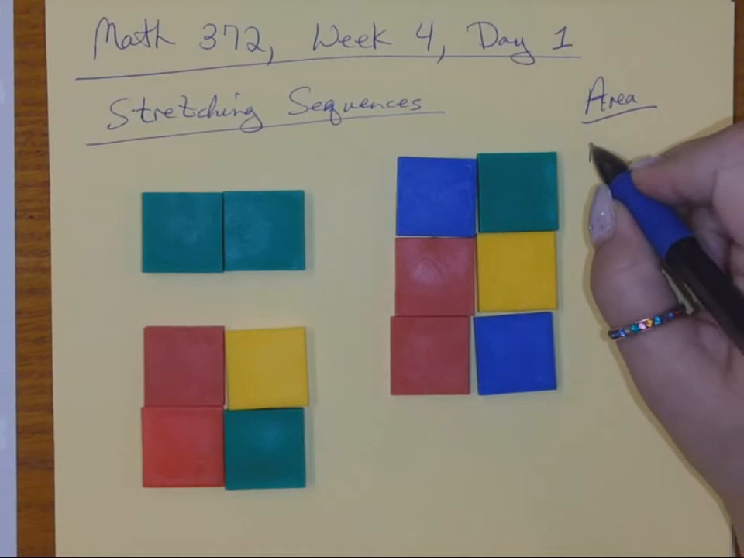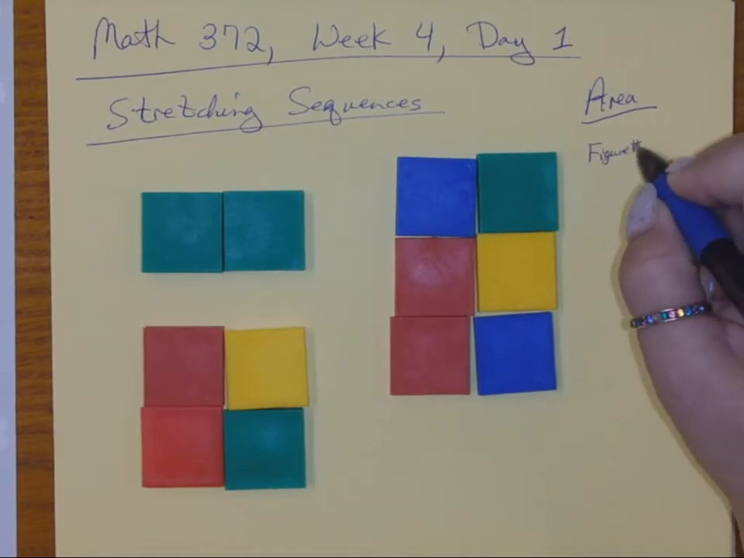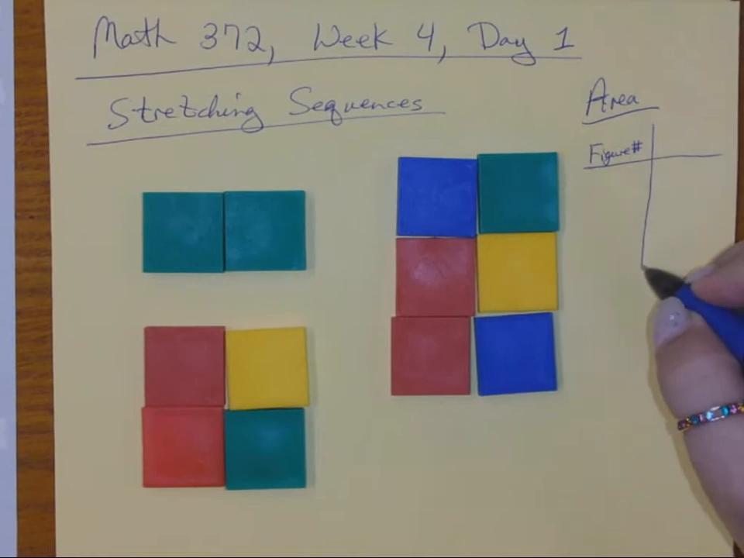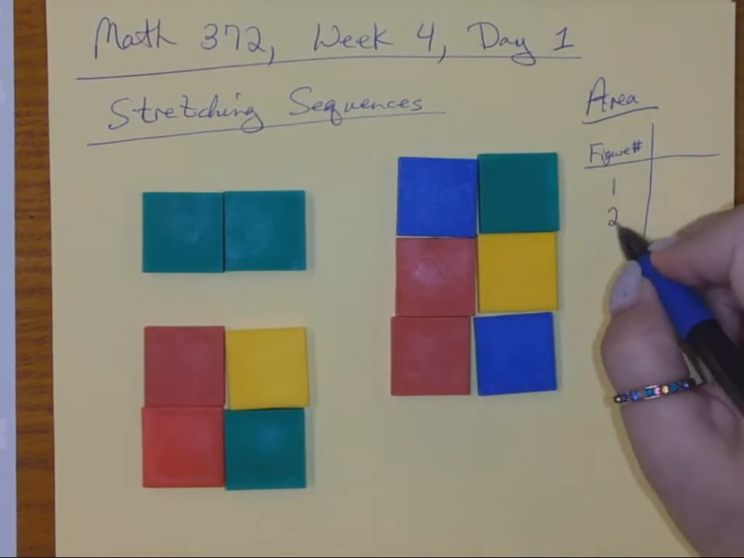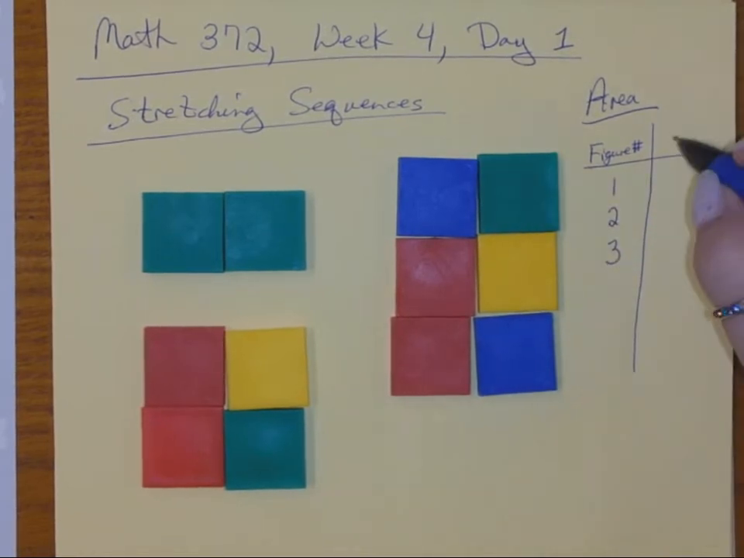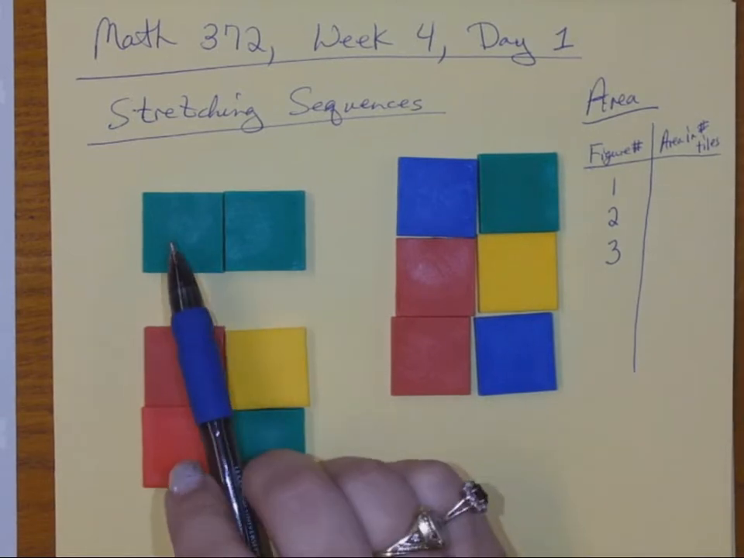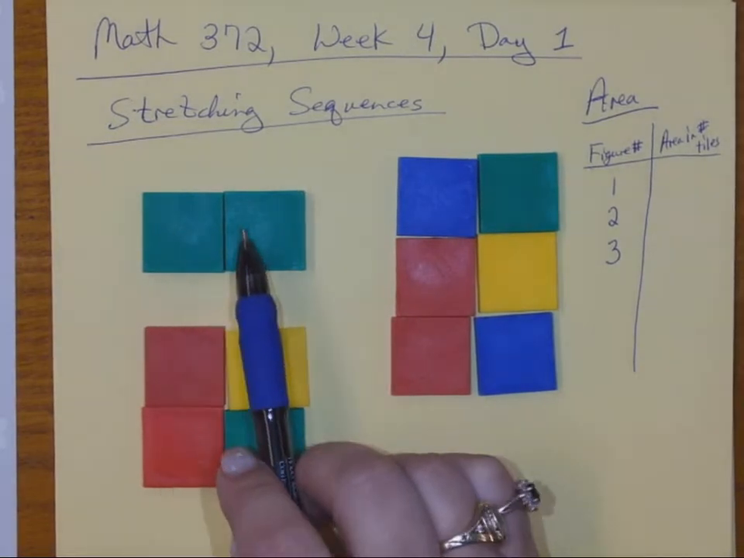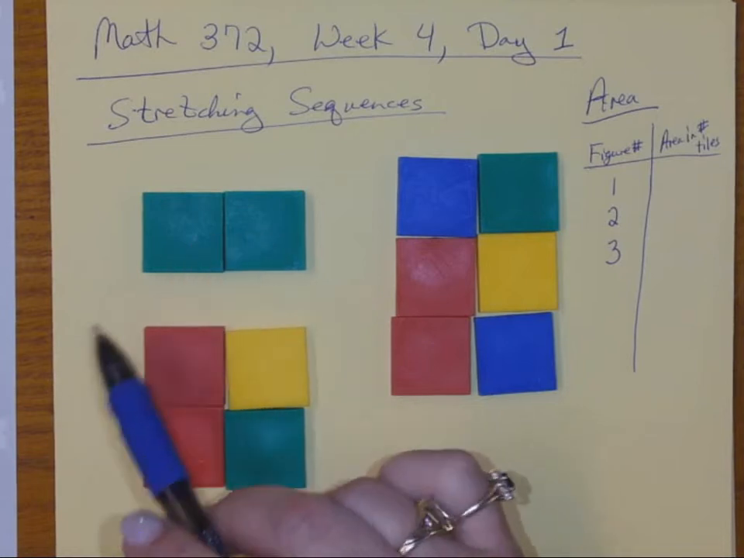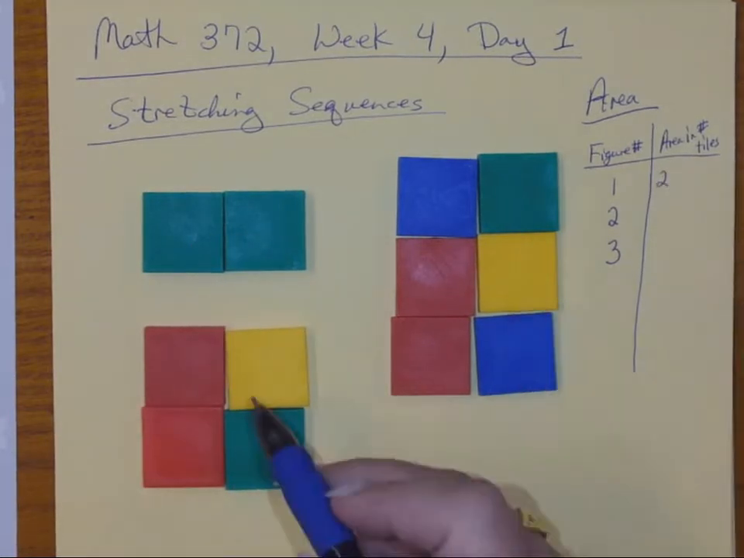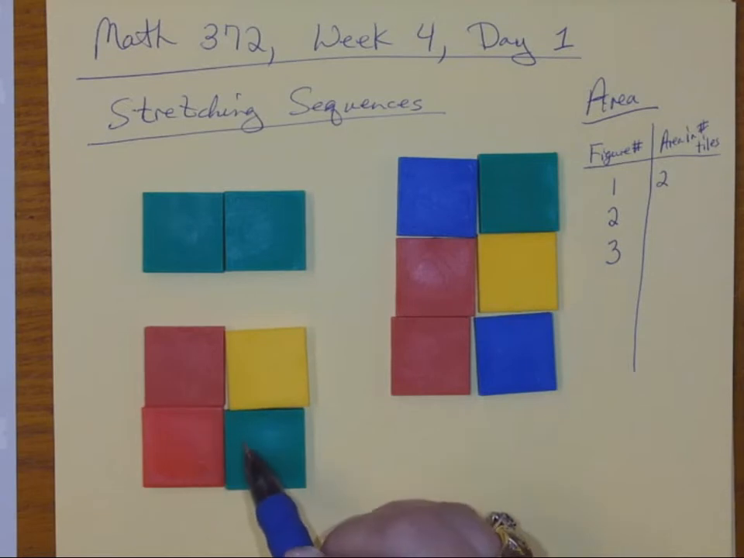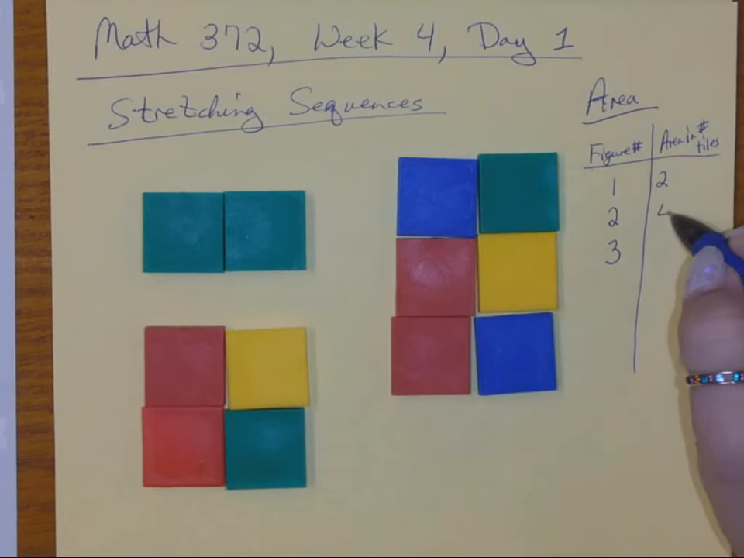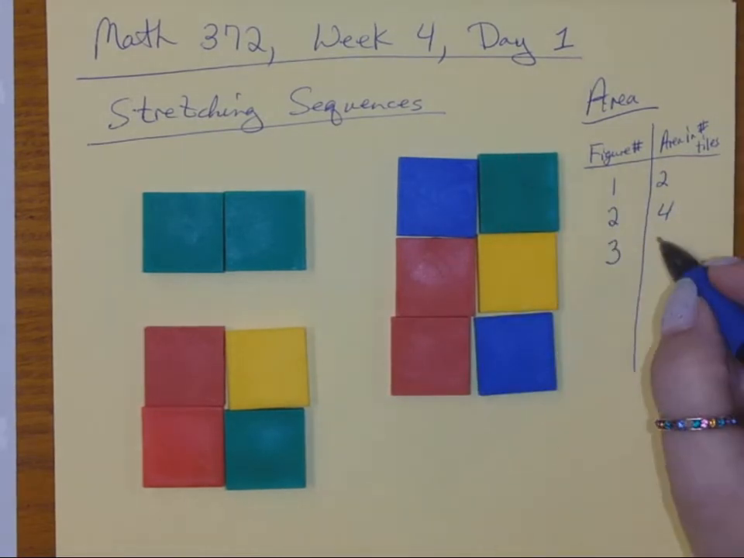Okay, if we had the figure number here, which is in that table, the first term, the second term, the third term, and then the area would be in the number of tiles, right? Okay, so if I call this 1 square unit, then this area for the first picture would be 2, right? And if I talked about this area right here for the second picture, there would be 4 tiles there, right? And the next area would be 6.